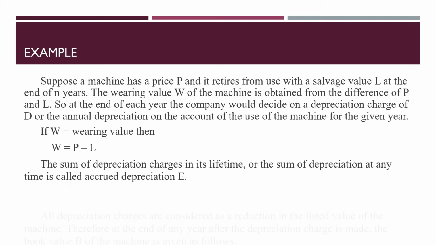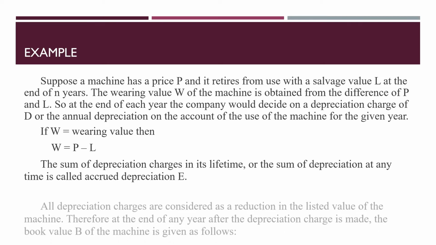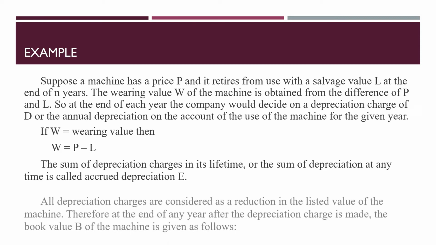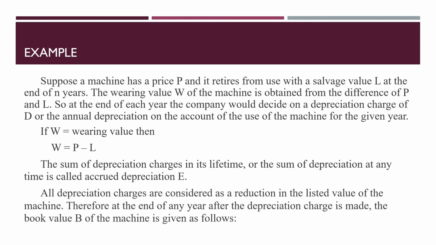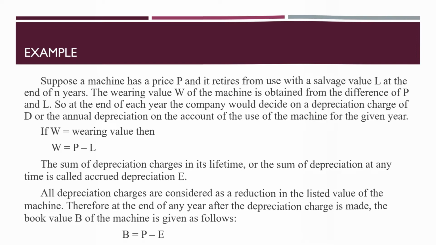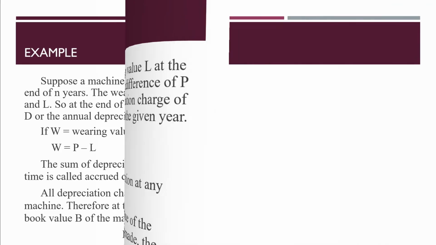The sum of depreciation charges in its lifetime, or the sum of depreciation at any time, is called accrued depreciation, or E. All depreciation charges are considered as a reduction in the listed value of the machine. Therefore, at the end of any year, after the depreciation charge is made, the book value B of the machine is given as follows: B is equal to P minus E. There are two common types of depreciation method.